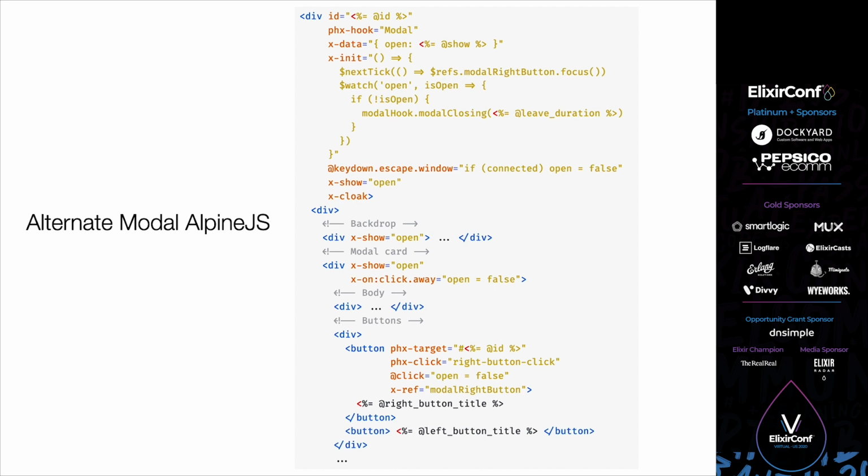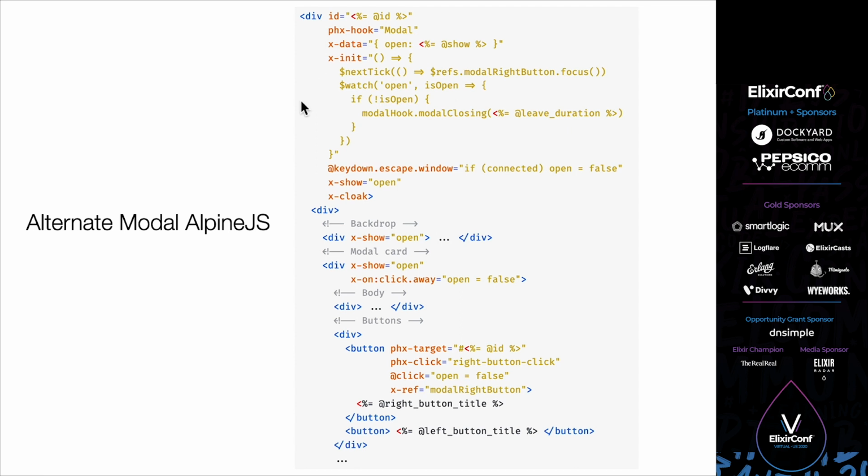We could also implement this slightly differently. We have an alternate implementation here. The only difference really is that rather than conditionally showing the modal with a LiveView assign, we're using that assign in initializing open in x-data. So when we do this, Alpine will notice whenever show changes to false, and it will cause the modal to be closed at that time.